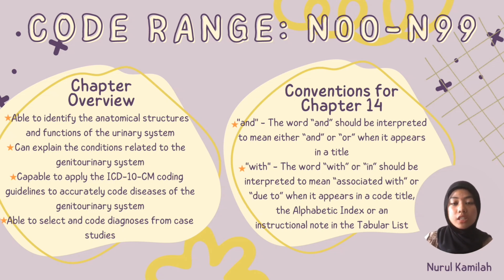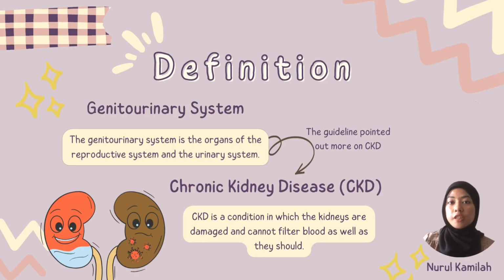The highlighted conventions for this chapter from the guideline is N, where the word should be interpreted to mean either "and" or "all" when it appears in the title. The next convention is "with", where it should be interpreted to mean "associated with" or "due to" when it appears in the alphabetic index or tabular list. The definition of genitourinary system is the organs of the reproductive system and the urinary system, which is composed of kidneys, ureters, bladder, urethra, and genital organs.